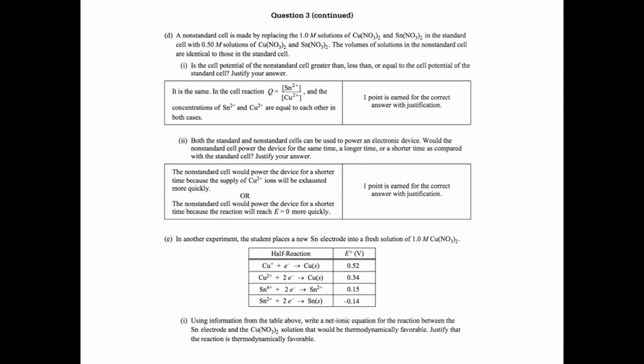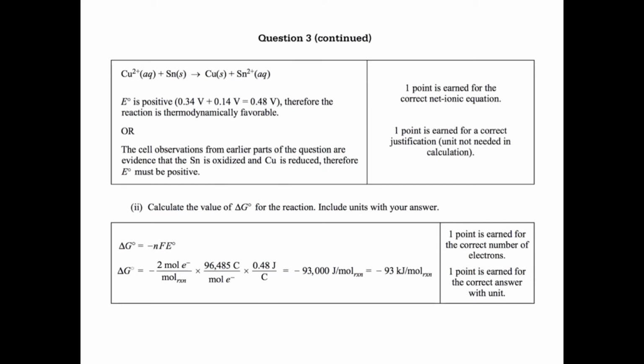In E, it says in another experiment, the student places a new tin electrode into a fresher solution of 1 molar copper nitrate. Using the information from the table above, write a net ionic equation for the reaction between the tin electrode and copper solution that would be thermodynamically favorable. Justify that the reaction is thermodynamically favored. So what you're going to write is copper 2+ plus tin produces copper plus Sn2+.